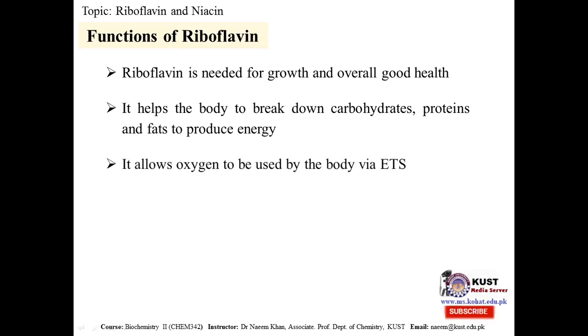It allows oxygen to be used by the body via the electron transport system. Actually, the oxidation of reduced molecules produced in the Krebs cycle and in glycolysis is completed in the electron transport system, where oxygen is used. So this riboflavin is involved. They are performing a very important function, especially of energy release, which is used for the phosphorylation of ADP to ATP.